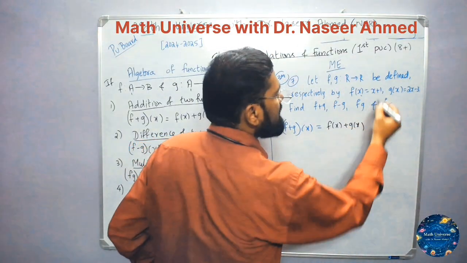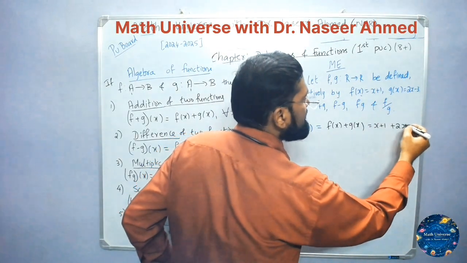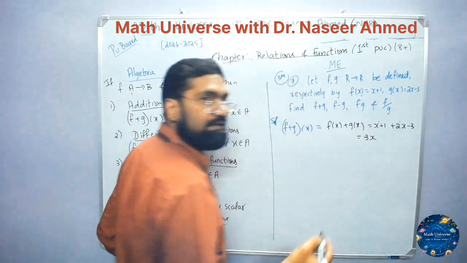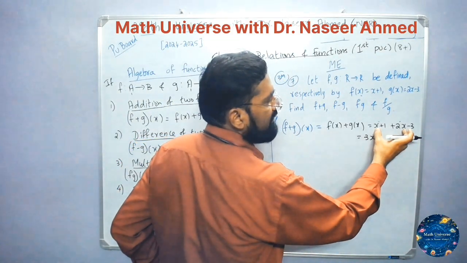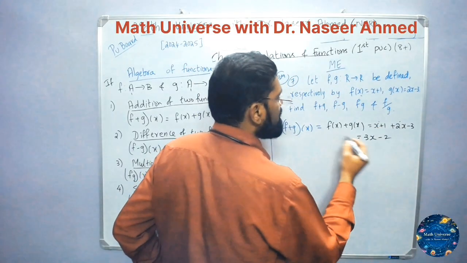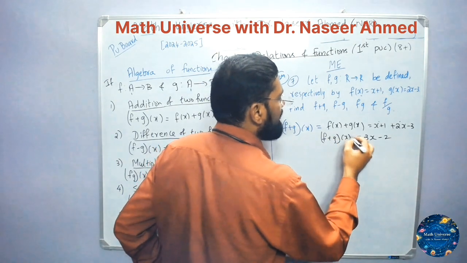So what is f of x? x plus 1. What is g of x? 2x minus 3. 2x plus x will be 3x. Like terms should be added. In algebra, like terms mean the power of the variable and the variable both should be the same. Yes, and signs are the same, so we can add. 1 minus 3 will be minus 2. So this is the first part. F plus g of x is done.